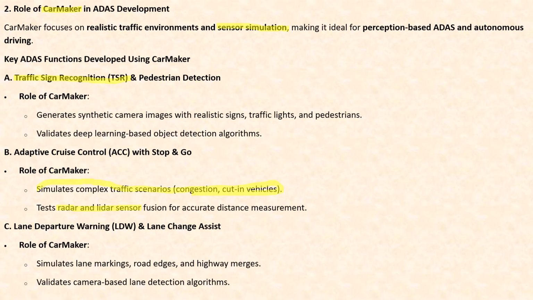Next comes lane departure warning and lane change assist. I am sure all of you know that again camera is the most predominant sensor helping in these two functionalities. Role of CarMaker: it simulates the lane markings, road edges and highway merges. It also validates the camera based lane detection algorithm. This validation, which happens in the SIL, software in the loop, is perfectly integratable with CarMaker.